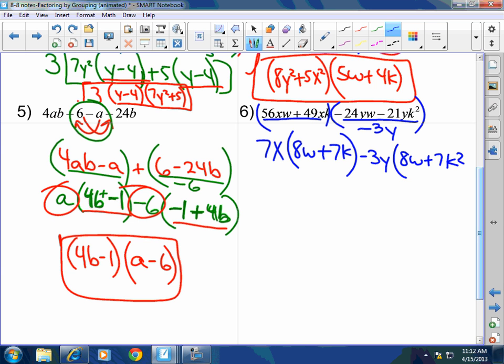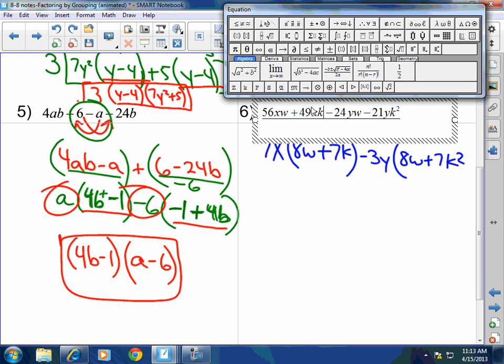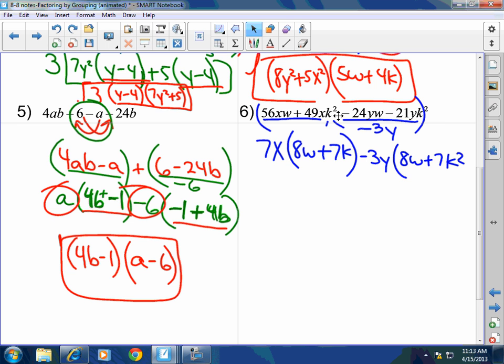squared. Wait a second. It's just a typo. There should be a k here. That k should be squared. My bad. Sorry. No excuses. It's my fault.